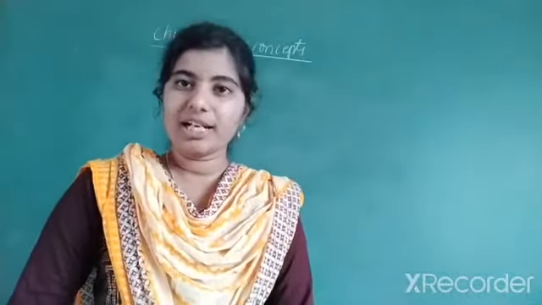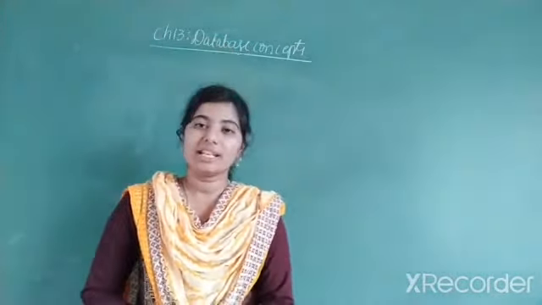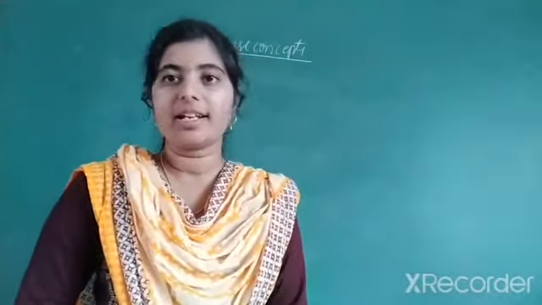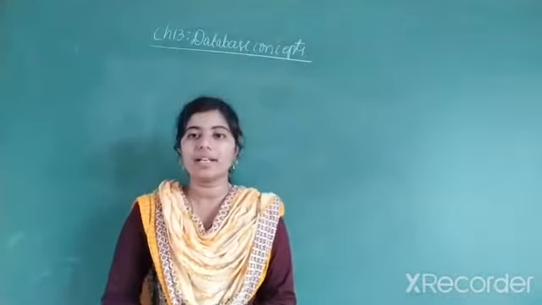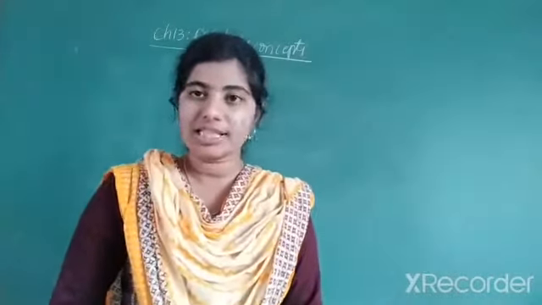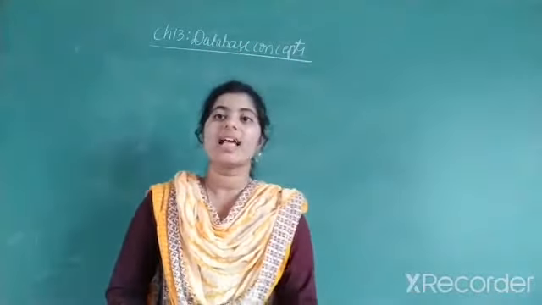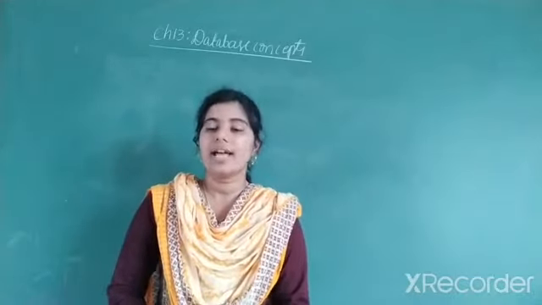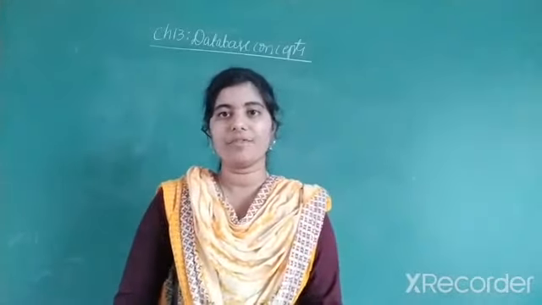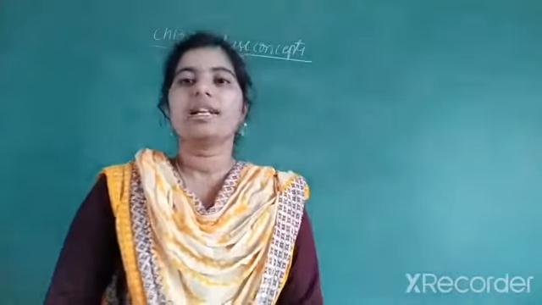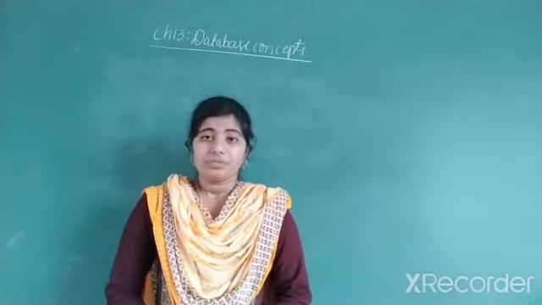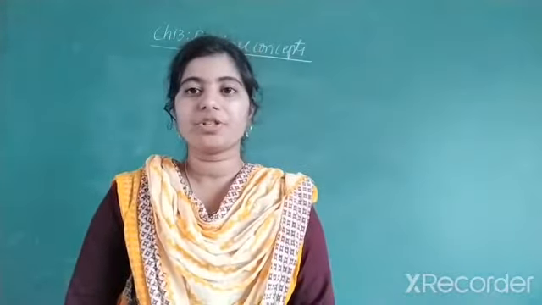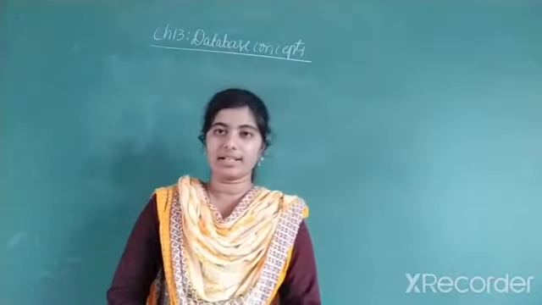The relationship is mainly classified into three types. One is binary relationship, second one is recursive relationship, and third one is ternary relationship. The binary relationship describes the relation between the two entities. A recursive relationship means the entity which is related to itself. And the third one is ternary relationship. What is ternary relationship? The relationship established between three entities is called ternary relationship.